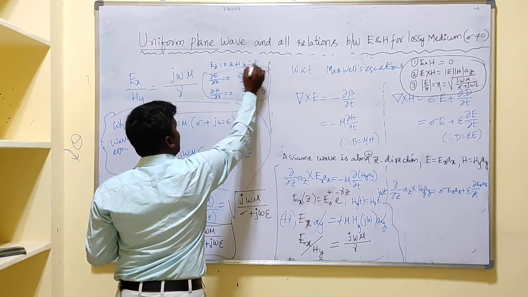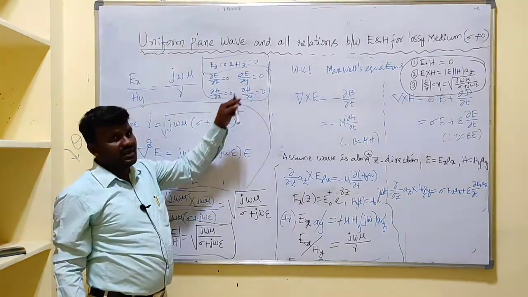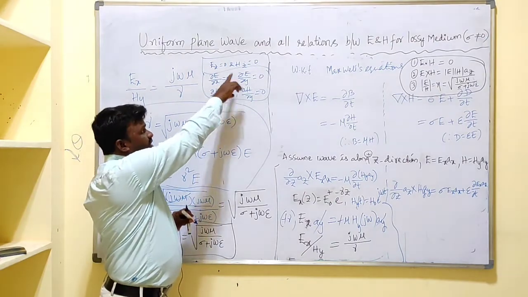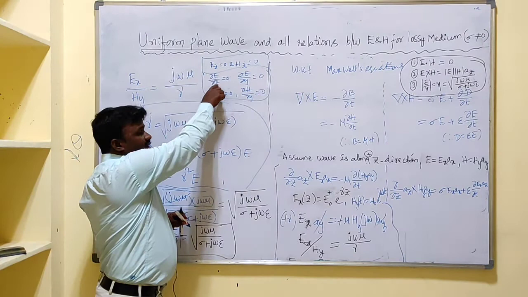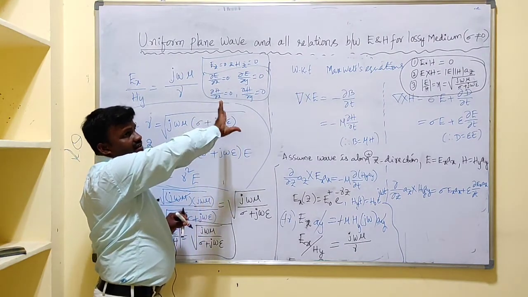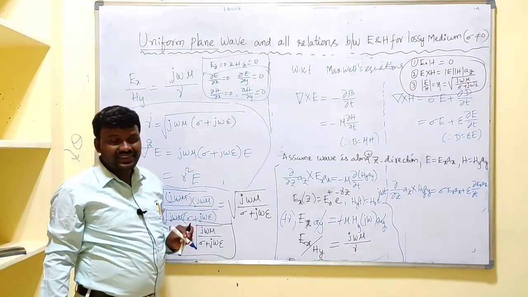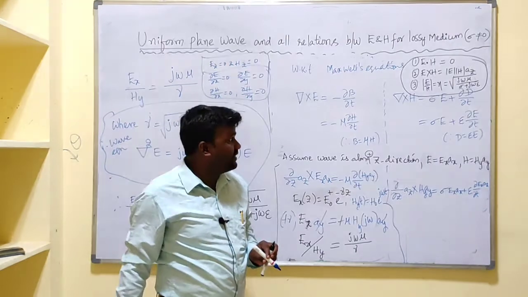Why are these becoming 0? Because field components are uniform in the xy plane. That means x and y may be varied, but these field components E and H are constant in the xy plane. So the variation of E with respect to x and y is 0, because it is constant. Clear? So this is all about the uniform plane wave and all the relations between E and H.